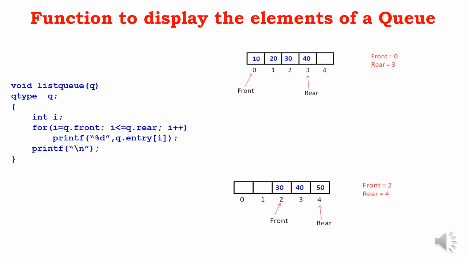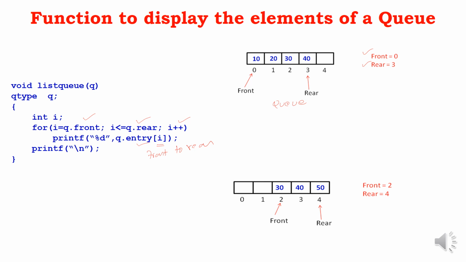Let me explain the function to display elements of a queue. Here it is a queue. Queue capacity is 5 elements, but 4 elements have been inserted. First element is at location 0, last element is at location 3. So front is 0, rear is 3. So we need to display elements from position 0 to position 3, that is from front to rear. The same is implemented here: for i assigned to front, i less than or equal to rear, i plus plus, printf entry of i. So i varies from front to rear.